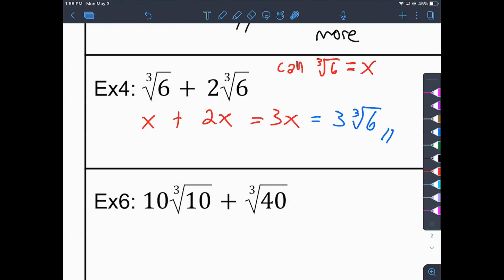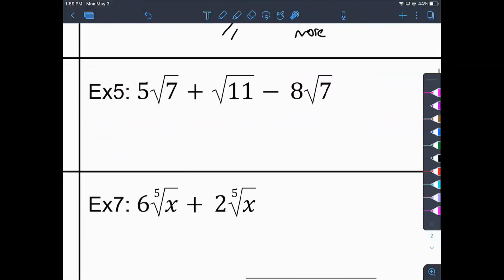In short, as long as the indexes are the same and the radicands, the arguments on the inside, are the same, then you just add the coefficients. In this case, there's a coefficient of 1 because it's not written. And this is a coefficient of 2. And 1 plus 2 is 3. So you just add the coefficients. But the roots first have to be exactly the same.